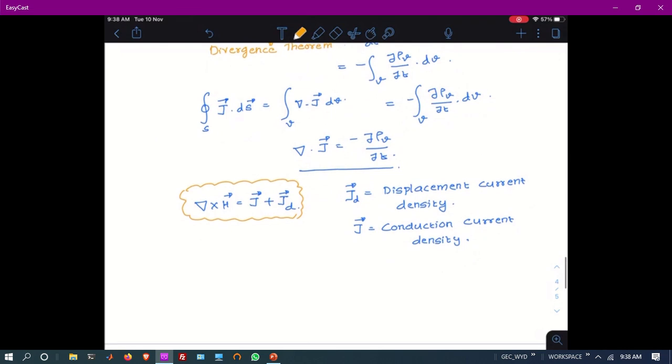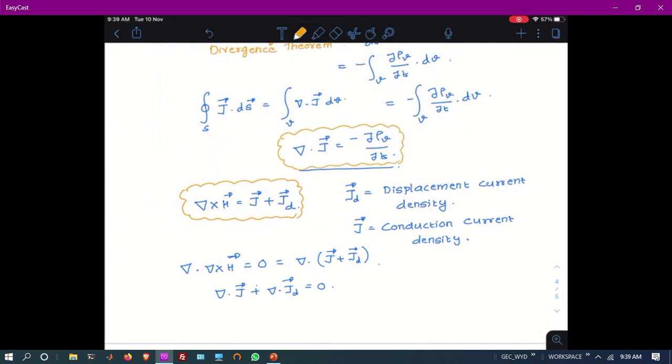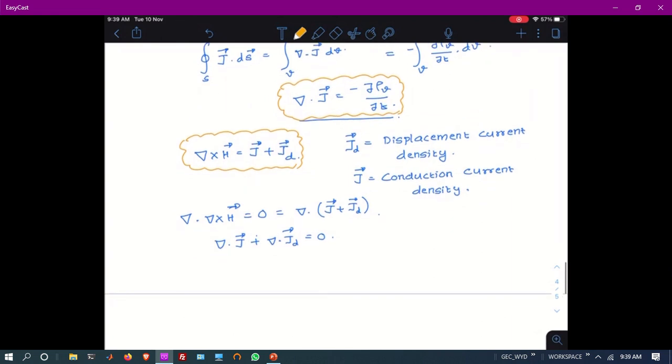Now, what is the value of JD? Again, let's take the divergence: del dot del cross H is equal to 0. That should be equal to del dot (J plus JD). So this implies del dot J plus del dot JD equals 0, but we have already proved that del dot J is minus dou rho v by dou t. So del dot JD is equal to minus del dot J. This is equal to dou rho v by dou t.